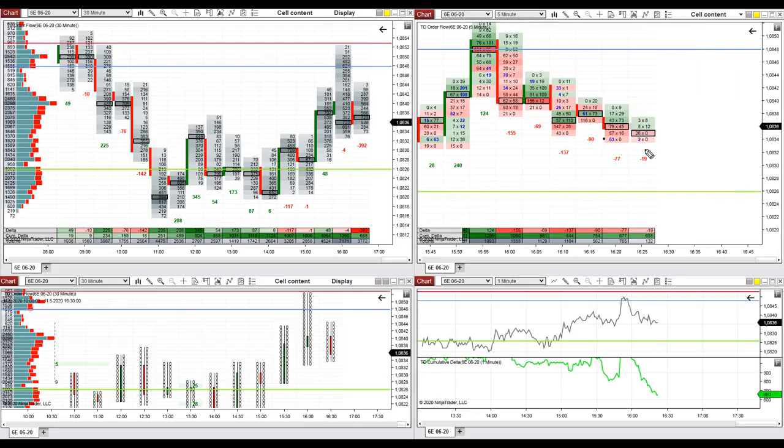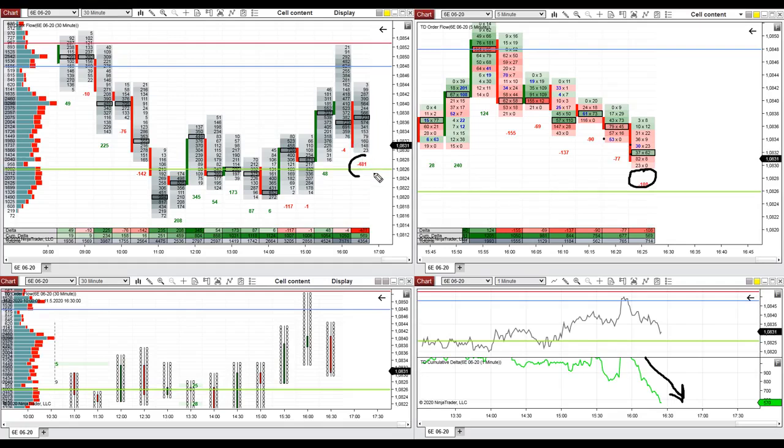Selling imbalance at low, which indicates that the sell-off could continue. Selling imbalances, sellers dominate the market. Cumulative Delta dropping. Look at the Delta in here, in the 30-minute footprint. Really negative.